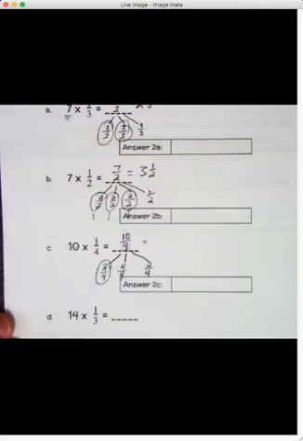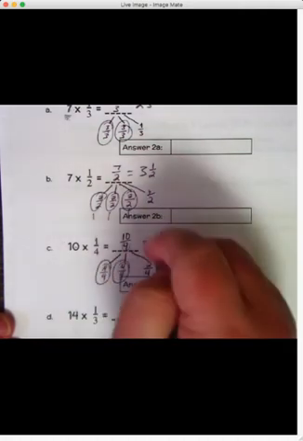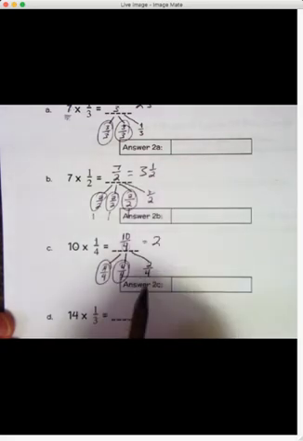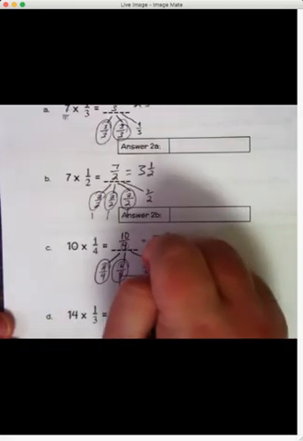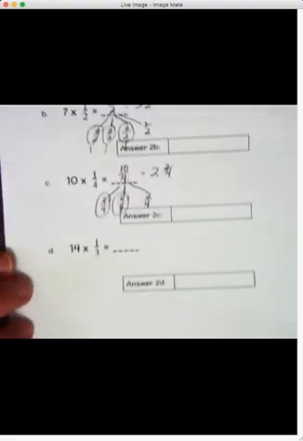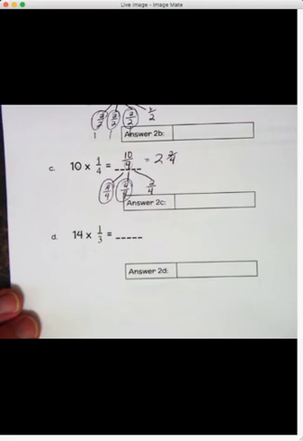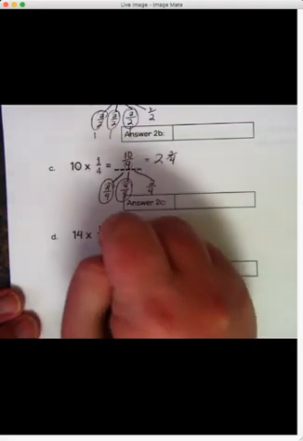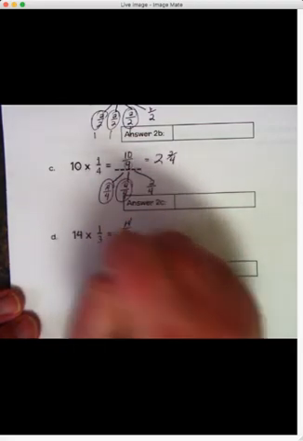Let's find our groups of whole numbers. There's 1 whole number. There's 2 whole numbers. So I have 2 whole numbers and 2/4 more. Okay. Next, 14 times 1/3. We're going to do 14 times 1 is 14 thirds.